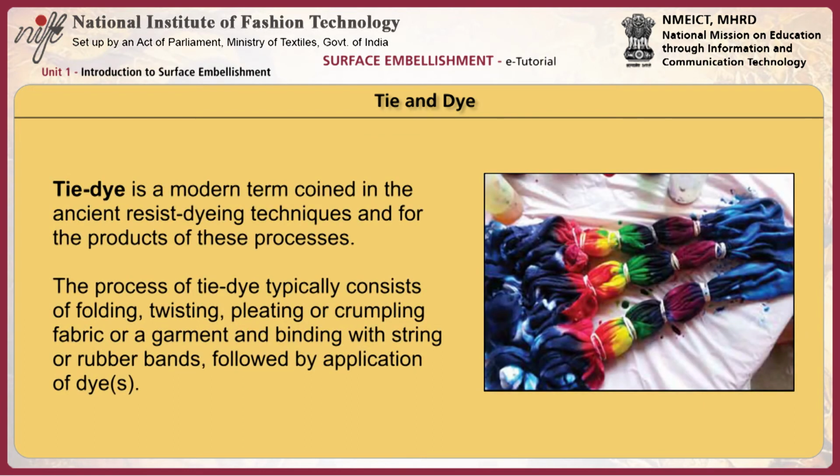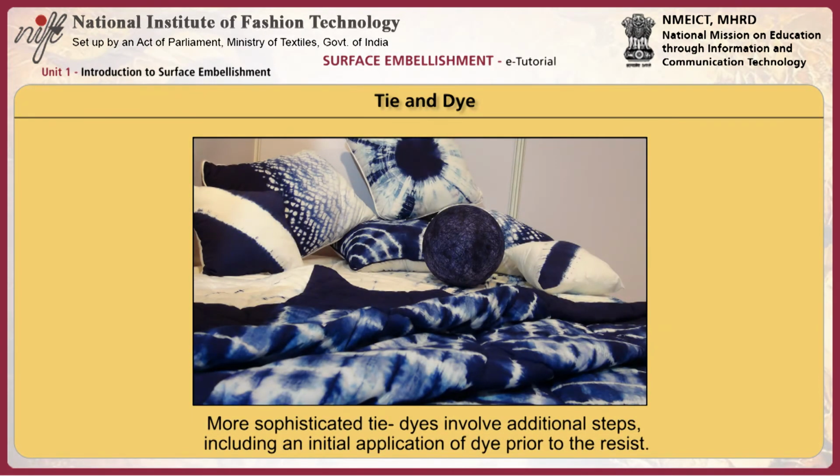Tie-dye. Tie-dye is a modern term coined for the ancient resist dyeing techniques and for the products of these processes. The process of tie-dye typically consists of folding, twisting, pleating or crumpling fabric or a garment and binding with string or rubber bands followed by application of dyes. The manipulations of the fabric prior to application of dye are called resists, as they partially or completely prevent the applied dye from coloring the fabric.